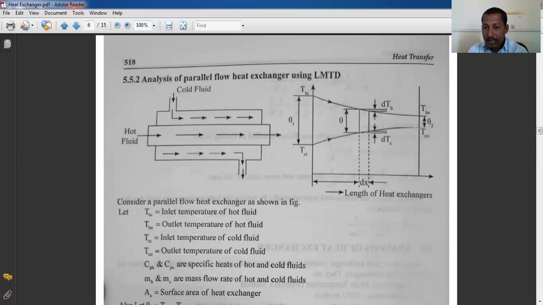Now, when I consider some part of this heat exchanger, see here, this is the length of the heat exchanger. When it flows from starting point to end point, I will be considering some part of that. The thickness should be dx, and the difference in hot fluid temperature is dTH, and the difference in cold fluid temperature is dTC. Okay. Now here he has written the same things. THI, inlet temperature of the hot fluid, THO, outlet temperature of the hot fluid, TCI, inlet temperature of the cold fluid, TCO, outlet temperature of the cold fluid.